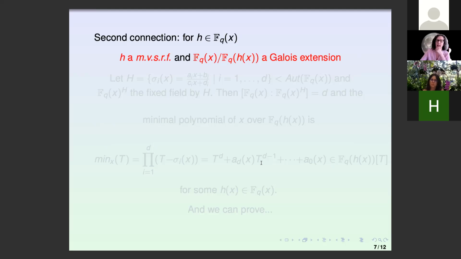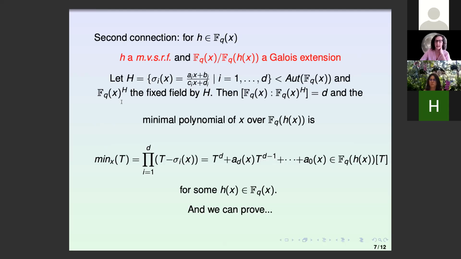There is a second connection, which is h being a minimal value set rational function and the extension being a Galois extension. This observation first came from examples, actually. So how does it happen? If you take H, any subgroup of the automorphism group of the rational function field, this group is just PGL_2(q). These are rational functions of degree 1.